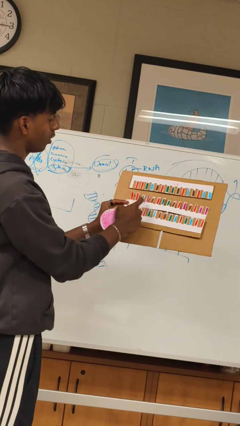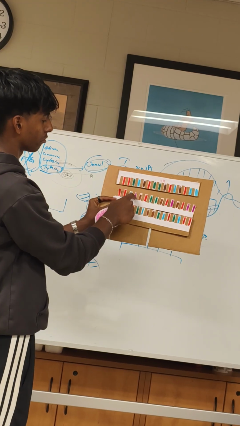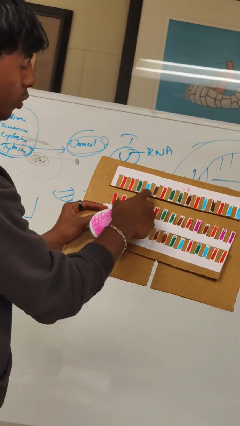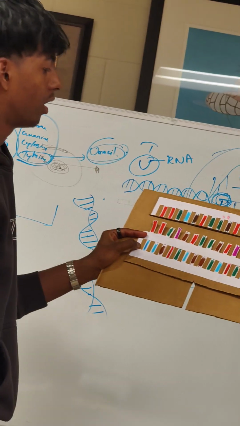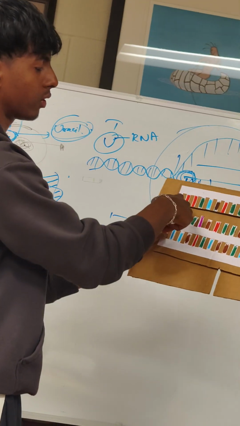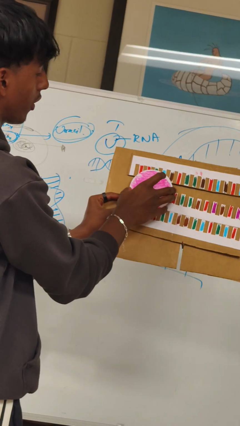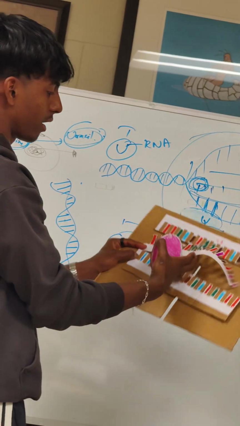So if you take a close look at it, it's almost the same except for the rose and the blue ones. These blue ones were supposed to be thymine, but those are replaced by uracil. That's the only difference between these two strands. And the RNA polymerase goes through all this section and then replicates this, and that's it for the transcription.